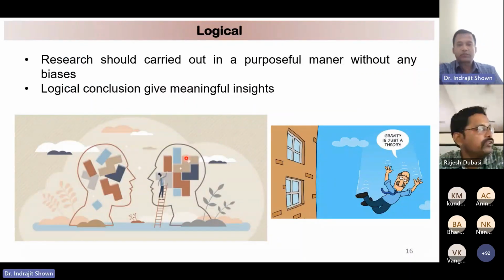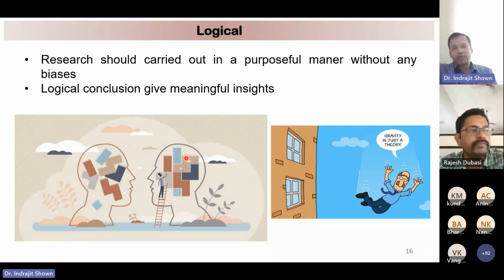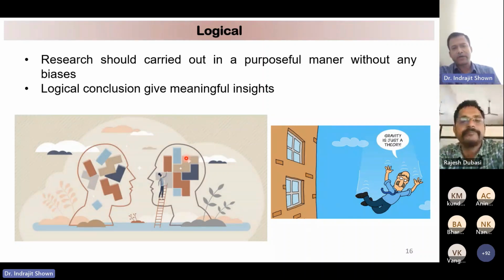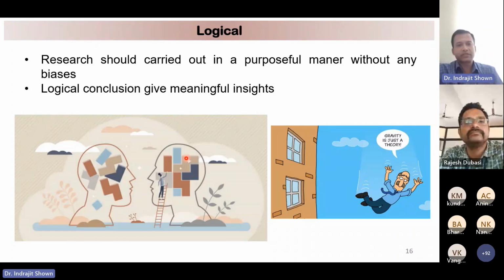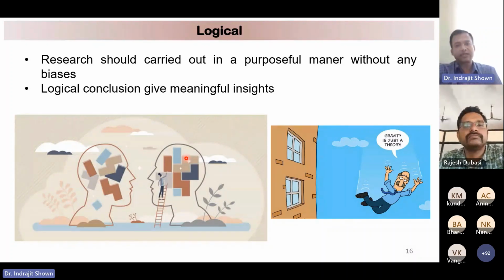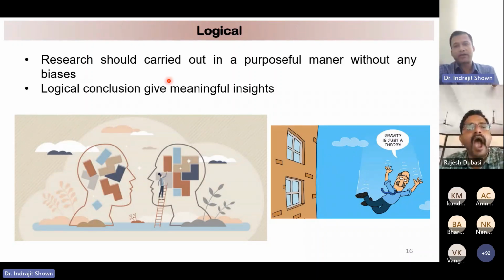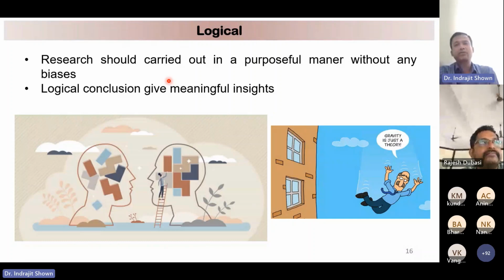Then the most important part is the logical things. Whenever you choose anything, it should be logical in your scientific community or anywhere else. It should be logical, because in scientific manuscript writing also, whatever statement you give should be logical. That means research should be carried out in a purposeful manner without any biases. And a logical conclusion gives you basically meaningful insight.